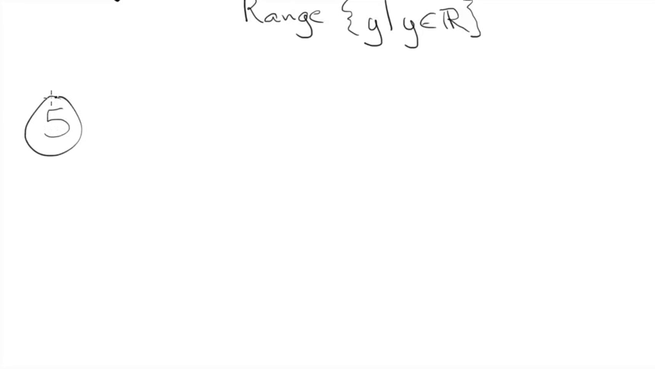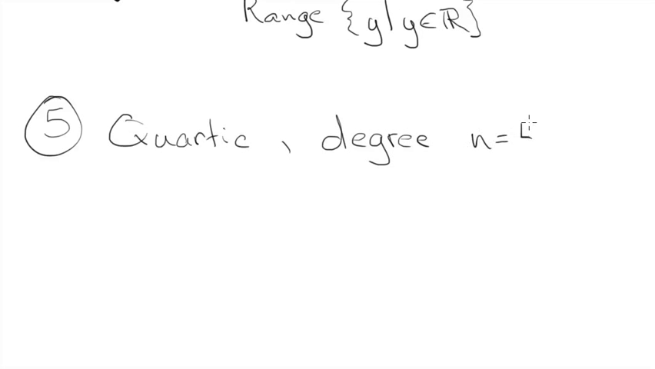My fifth example would be a quartic. So that would be one of degree n equals 4. And again, you can get different examples of functions. Usually the base one we start with is f of x equals x to the 4. So you don't have those other terms, you just have x to the 4. It's easy to start with.